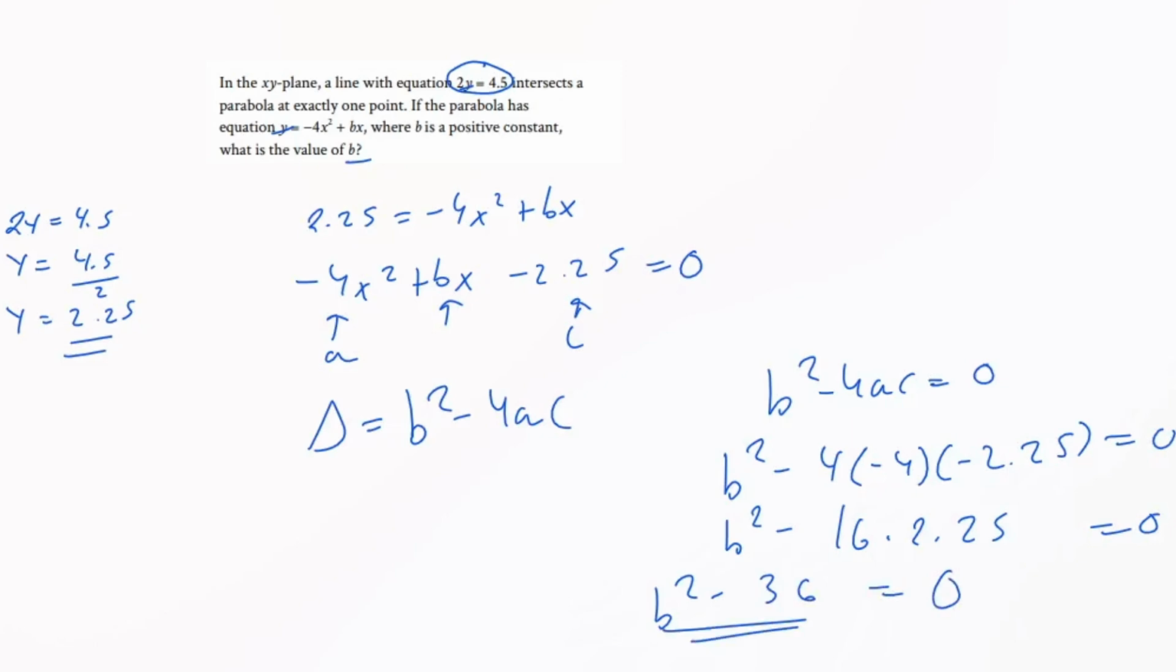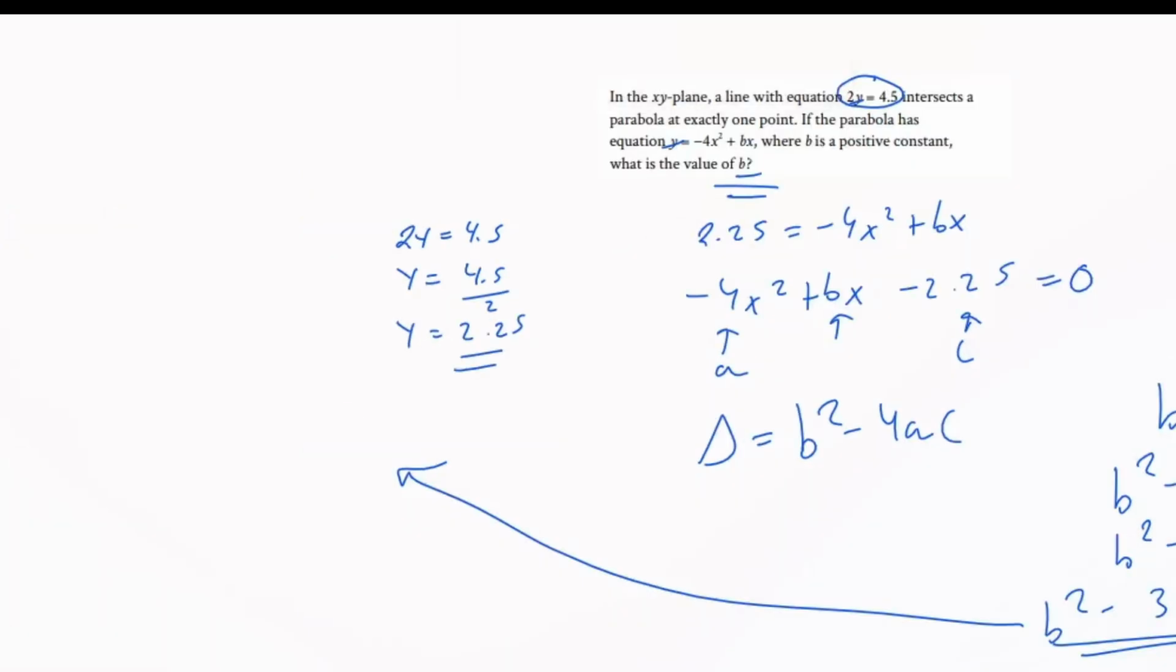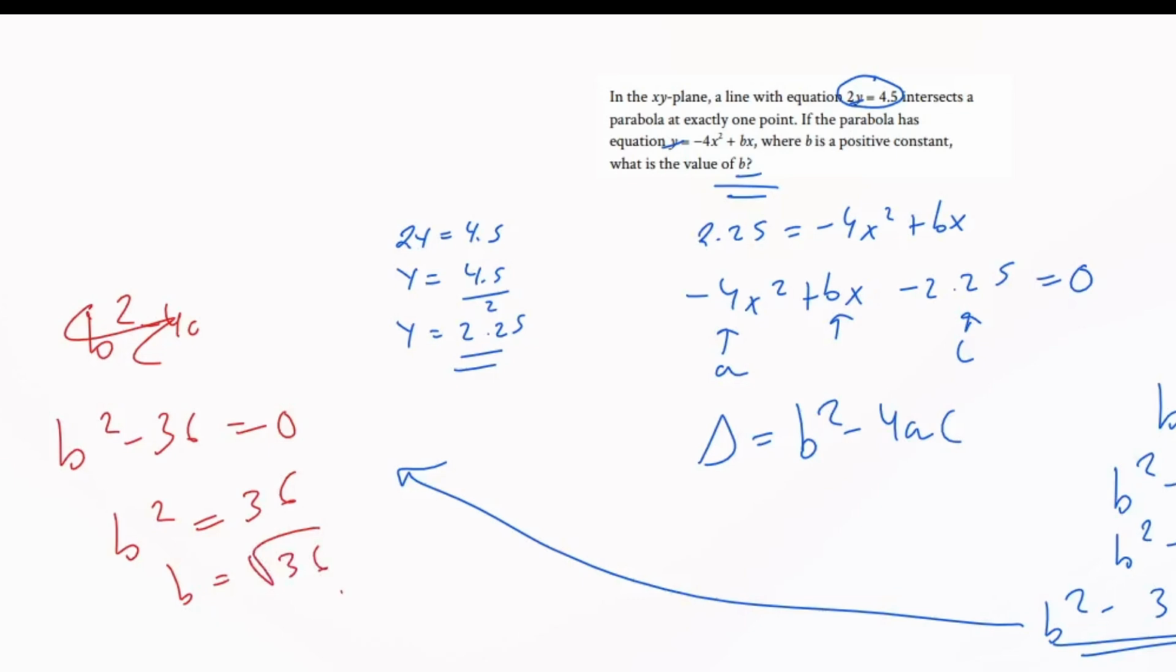Now from here onwards, it's really simple. We just isolate for b because they're asking for the value of b, right? So we just do b squared minus 36 is equal to 0, and then b squared is equal to positive 36. And we know that b would be equal to the square root of 36, so b would be equal to 6. And that's basically how you can solve this problem.